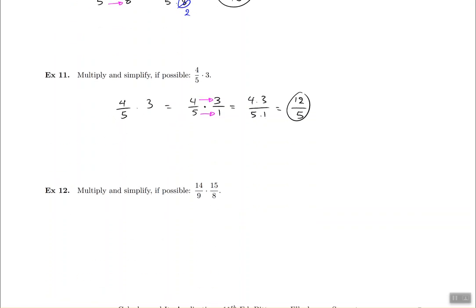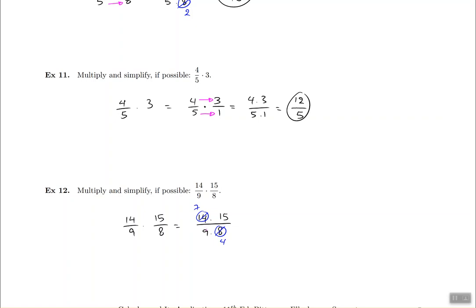So again, with 14 over 9 multiplied by 15 over 8, we will process it the same way. We're going to write 14 and 15 together first, and then the 9 and the 8 together again. And again, think about what we can divide. In this case, the 14 and the 8 can both be divided by 2. When we divide it by 2, we get 7. When we divide the 8 by 2, we get 4.